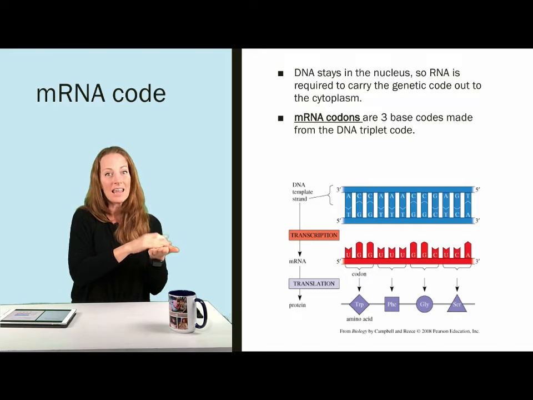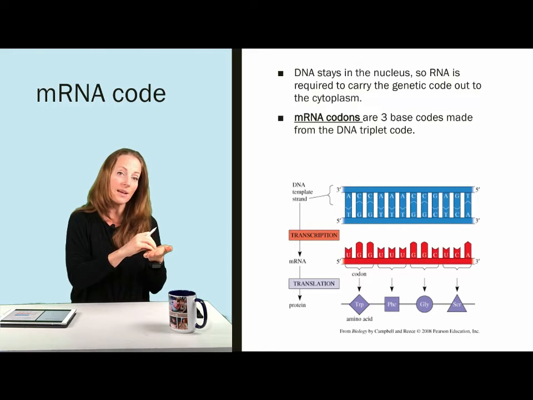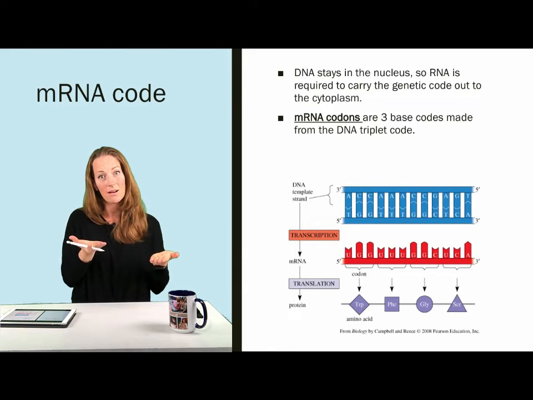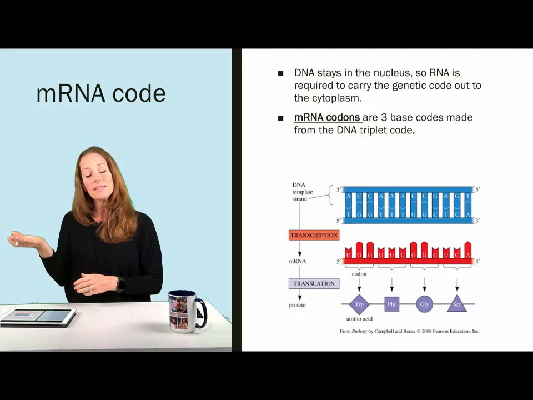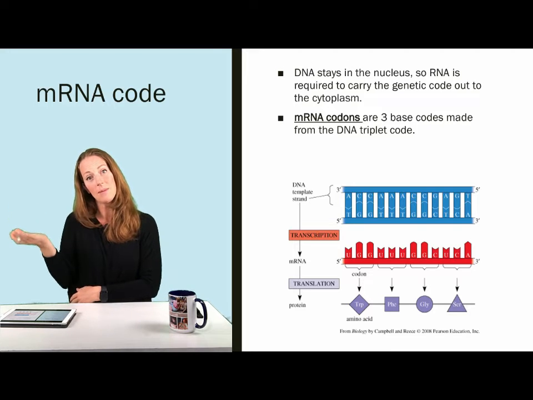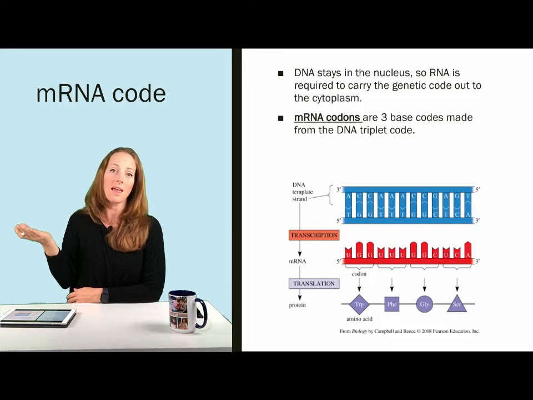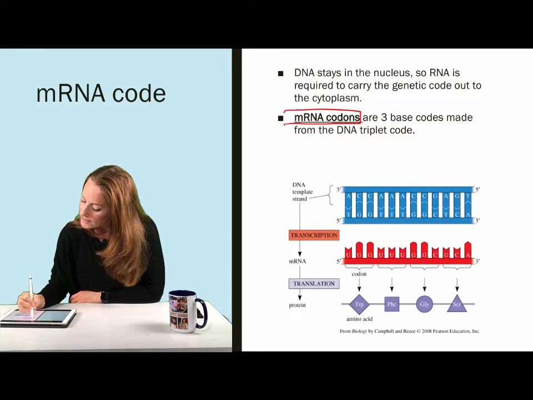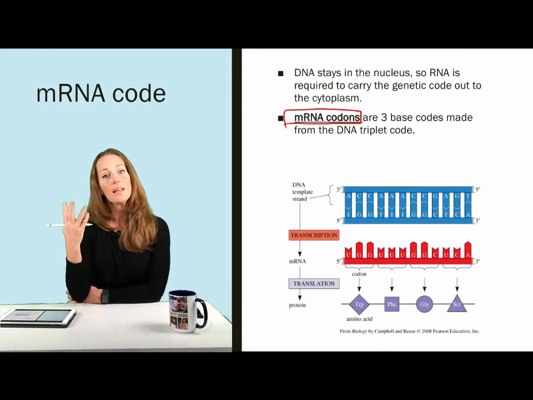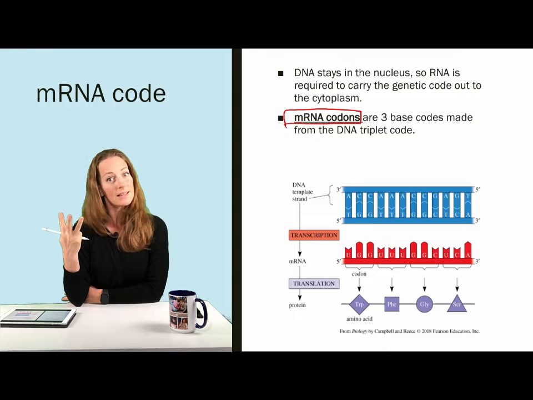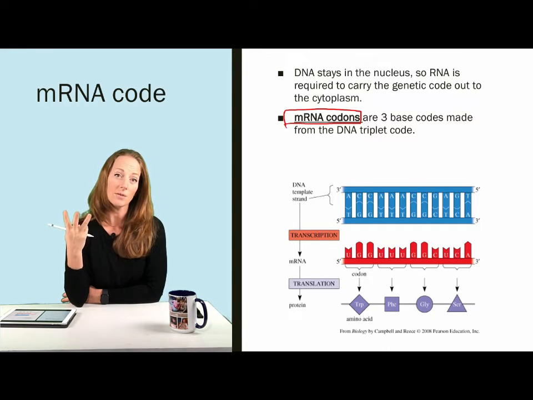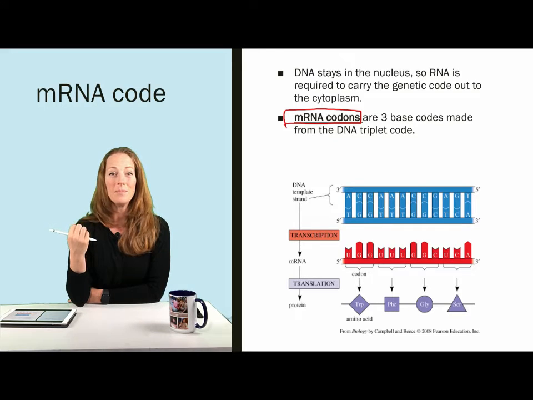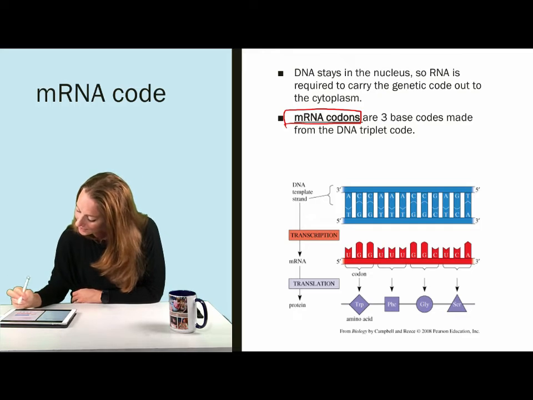So the RNA reads the DNA sequence, creates its own message, the messenger RNA, and then travels to the cytoplasm where the protein can be made from that mRNA message. mRNA codons then are also in the form of 3 bases because they're simply reading the triplet code of the DNA, but they're going to be complementary. So let's take a look.